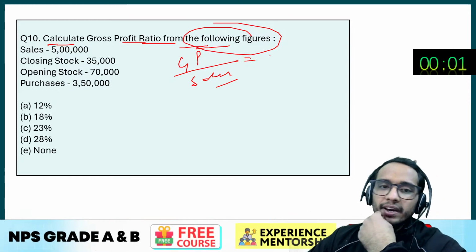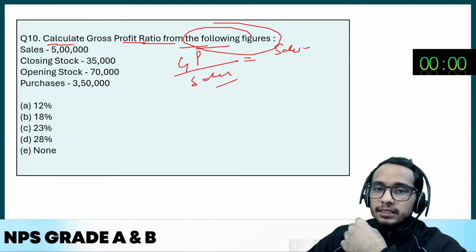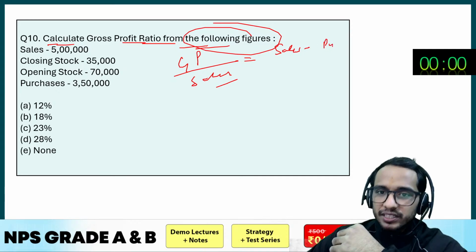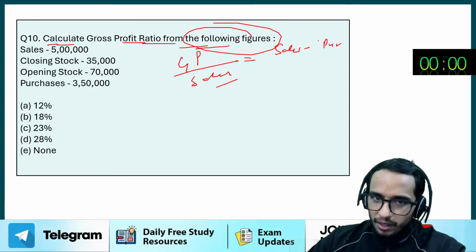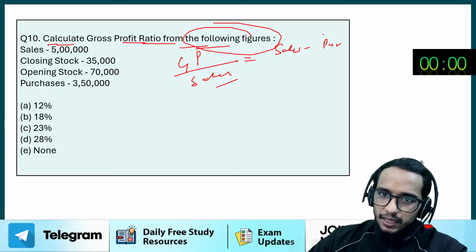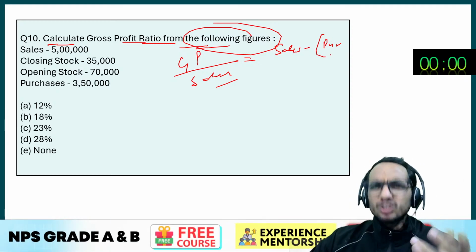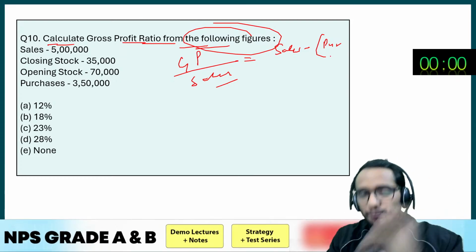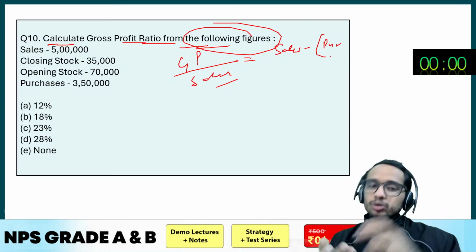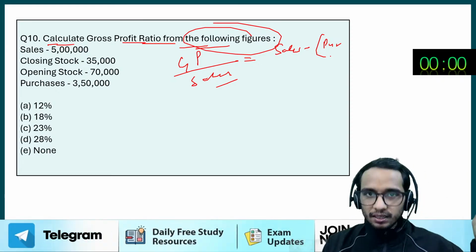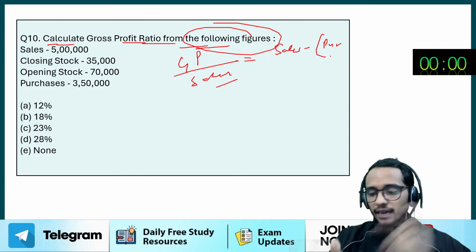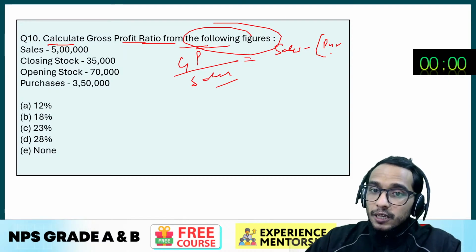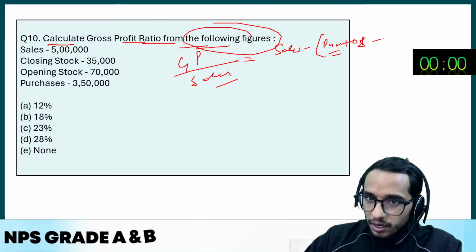How do we find out gross profit? Sales minus purchases. Okay, first of all, sales minus purchases. In the purchases, now you also add your opening stock. I think you might be knowing this. If you don't know this, please understand that in the purchases you also add your opening stock, because opening stock is the closing stock of the previous year. That is going to be included in your current year cost if you are selling it. So please remember this: purchase plus opening stock minus closing stock.